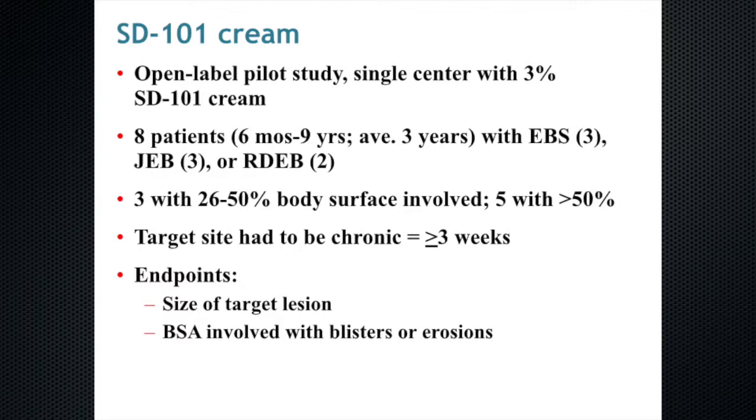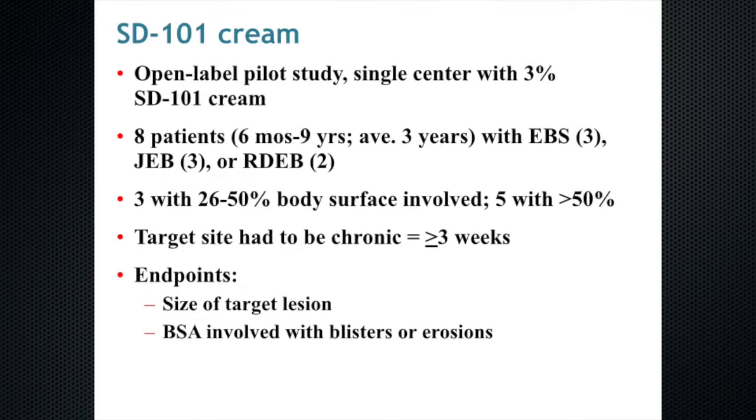Now, 3 of these patients had surface area involvement that was 26 to 50%, and 5 had more than 50%. So these were pretty affected kids. The target site that we were studying had to be something chronic, that is, it had to be there at least 3 weeks or more, with endpoints on the size of the target lesion and body surface. The endpoint was actually closure, as well as the body surface area that was involved.